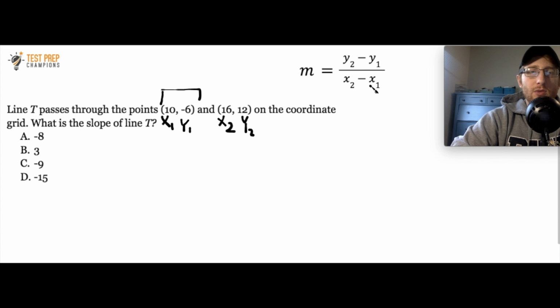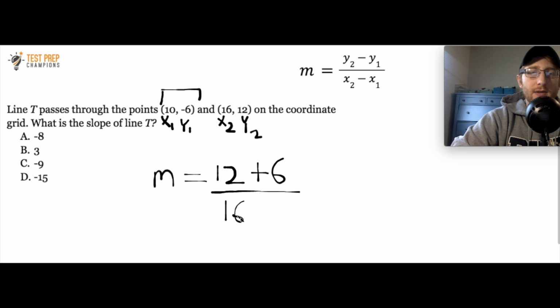Okay, so let me show you what I mean. When I rewrite these, I'm going to have slope equals y2 minus y1. So it's going to be 12 minus -6. Now, when I do minus a negative, it's the same as plus. So instead of writing minus -6, I can just put 12 plus 6. And down here, I'm going to have x2 minus x1. So I'm going to have 16 minus 10.